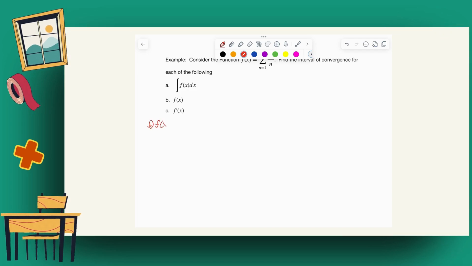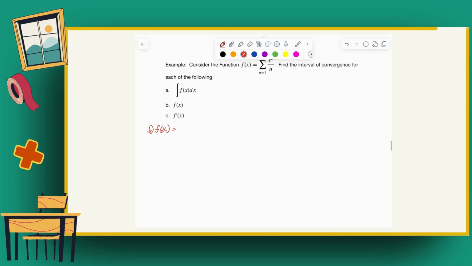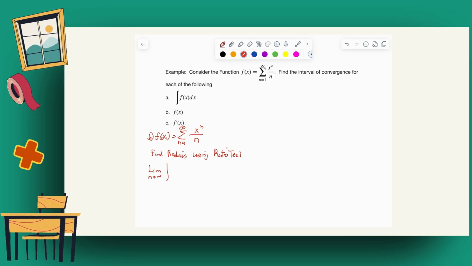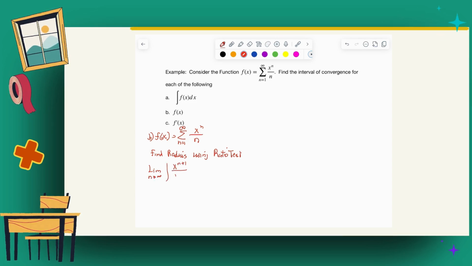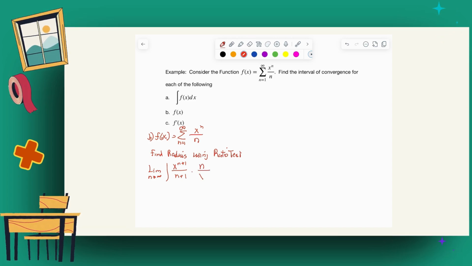Okay, let's find the interval of convergence for the summation of n equals 1 to infinity of x to the n over n. We're going to start by using the ratio test to find our radius of convergence. So that'll be the limit as n goes to infinity of x to the n plus 1 over n plus 1 times n over x to the n.